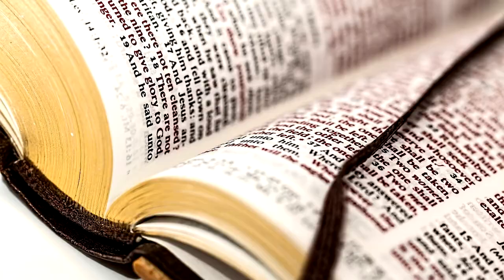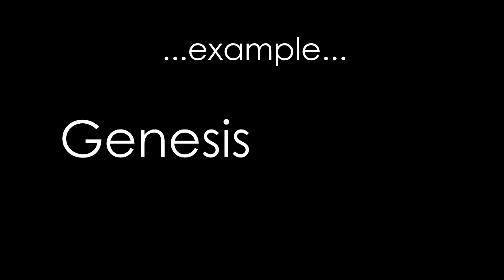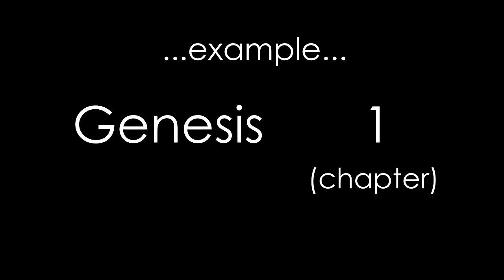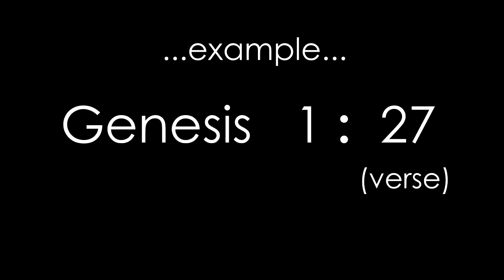Today's Bible quick tip is how to look up a Bible verse. A Bible verse has three components: a name or a word followed by numbers. The name or word is the book in the Bible. The first number after that is the chapter, and the number after the colon is the verse.